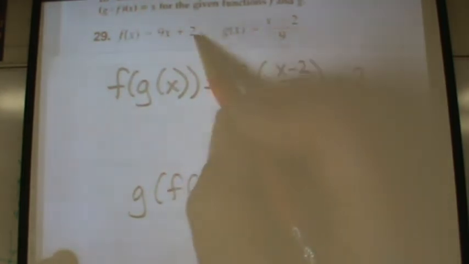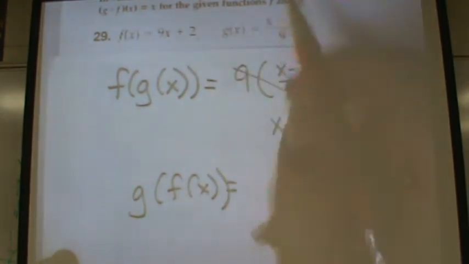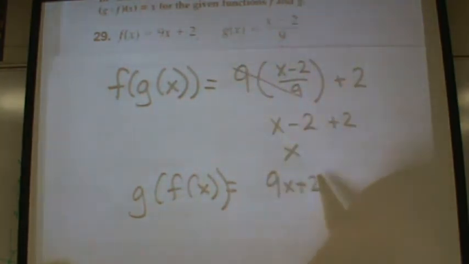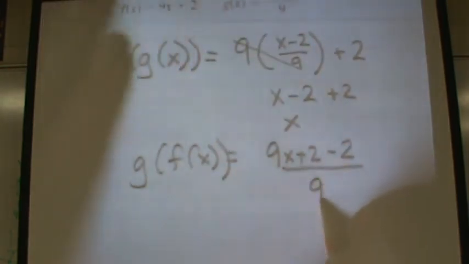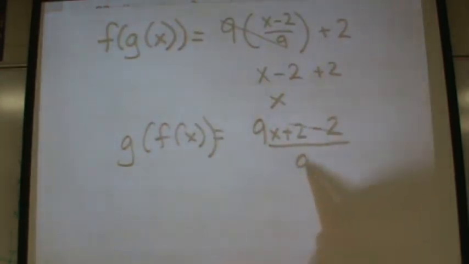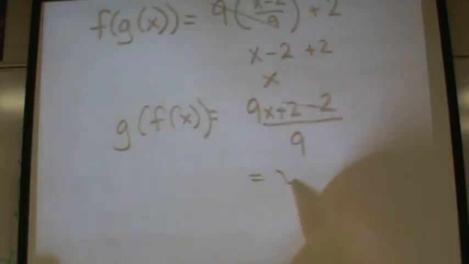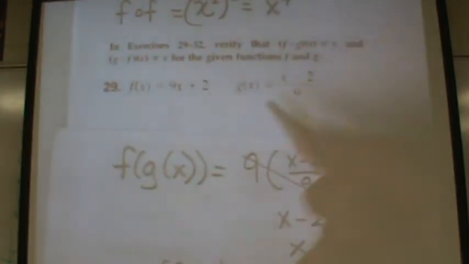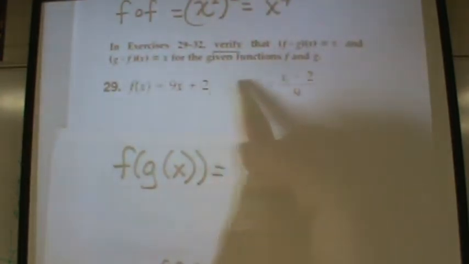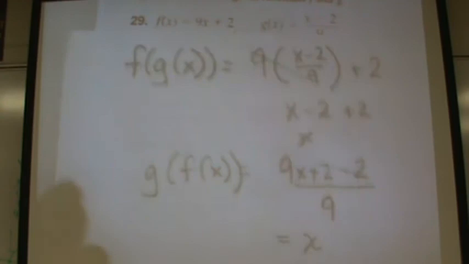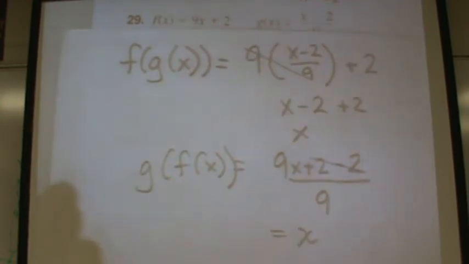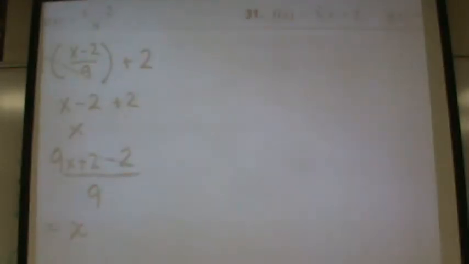Now, what would g of f of x be? You're going to plug this f of x in here. So you have 9x plus 2, that's what this is, minus 2 all over 9. Well, these cancel. 2 minus 2 is 0. The 9's cancel, and you end up with just x. So what that means is these two were verifying that these are inverses of each other. And we just did it. There it is right there. You have to do the composition both ways, f of g of x and g of f of x.